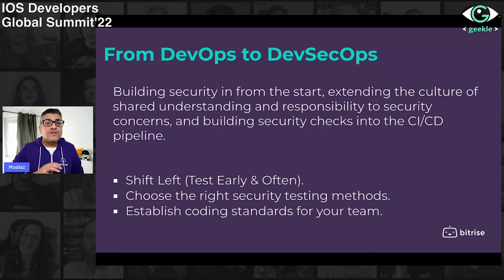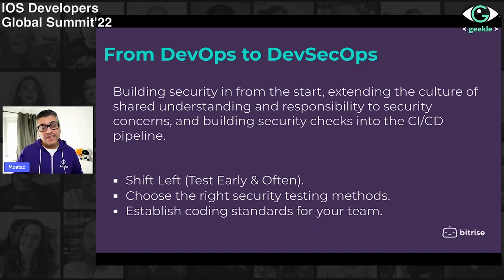So security is not only the responsibility of security testers or security engineers in the company. As a team, we need to have a culture and a mindset about why security is important and how we can deliver a secure mobile application. Here we have three steps we can use. Shift left, which means test early and often. As we mentioned, we need to move testing to the left side, or to early stages of the development life cycle.